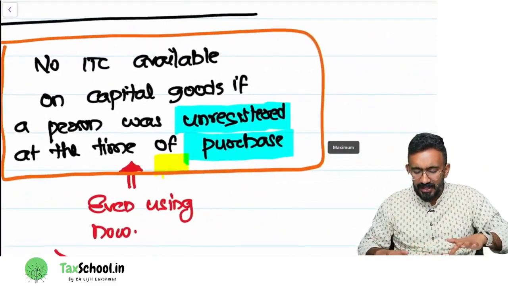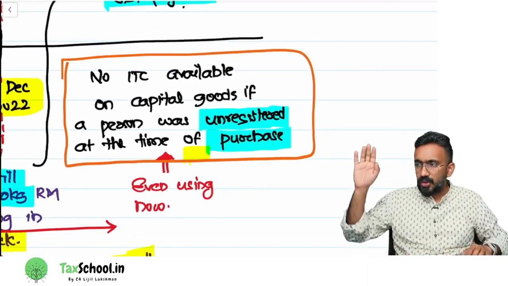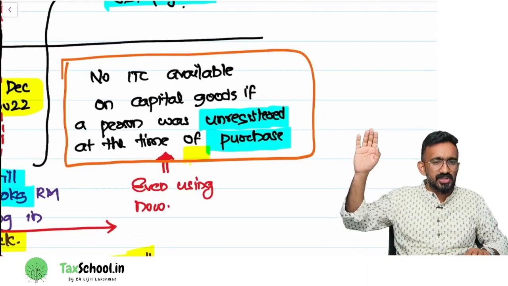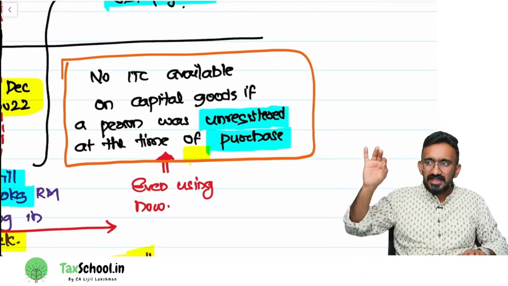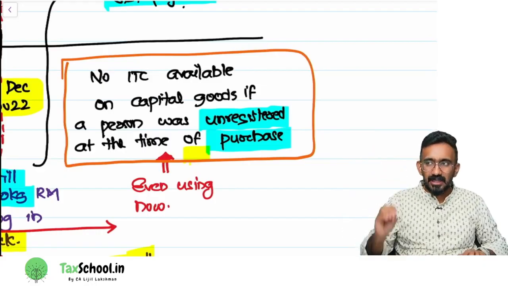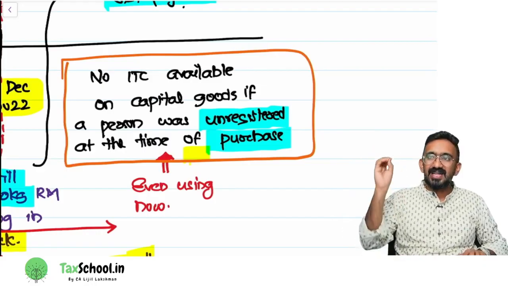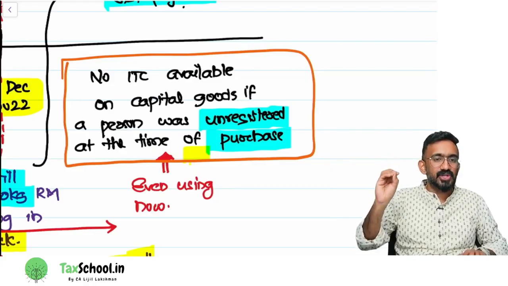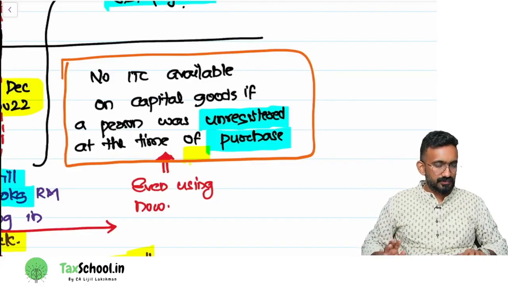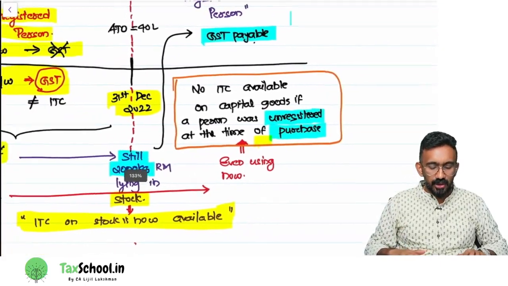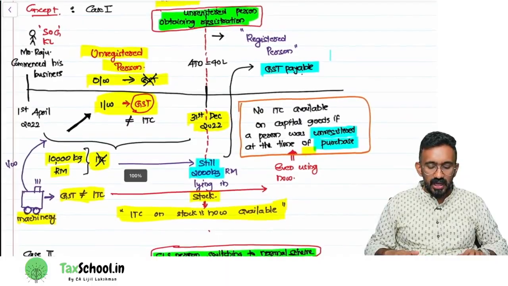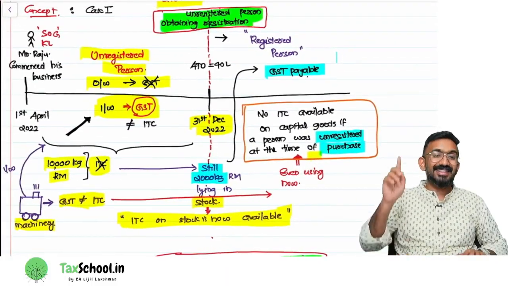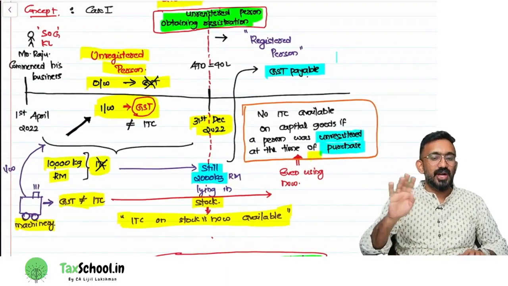So I have written a very important point here on the box. A lot of your question can be answered just by this box. No ITC is available on capital goods if the person was unregistered at the time of purchase of the capital goods. Are you guys understanding this provision here? So even if you're using after taking registration, at the time of purchase, if you're unregistered, you can't take ITC.